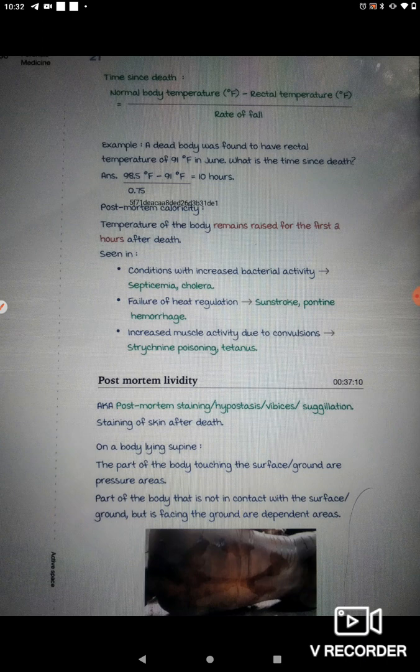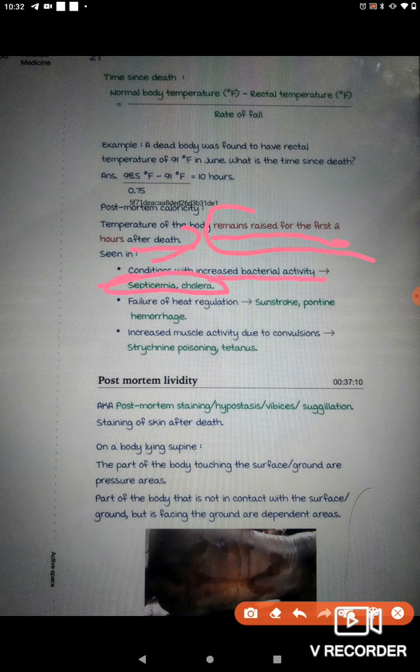So we have seen algor mortis, the decrease in temperature, but sometimes postmortem caloricity is seen. That is, the temperature of the body remains raised for 2 hours after death. Ultimately the temperature will fall, but it remains raised for 2 hours after death. It is seen in increased bacterial activity, such as septicemia or cholera, in failure of heat regulation in sunstroke or pontine hemorrhage, and in poisoning such as strychnine poisoning or tetanus. So there are three conditions where postmortem caloricity is seen. First, increased bacterial activity in septicemia or cholera.